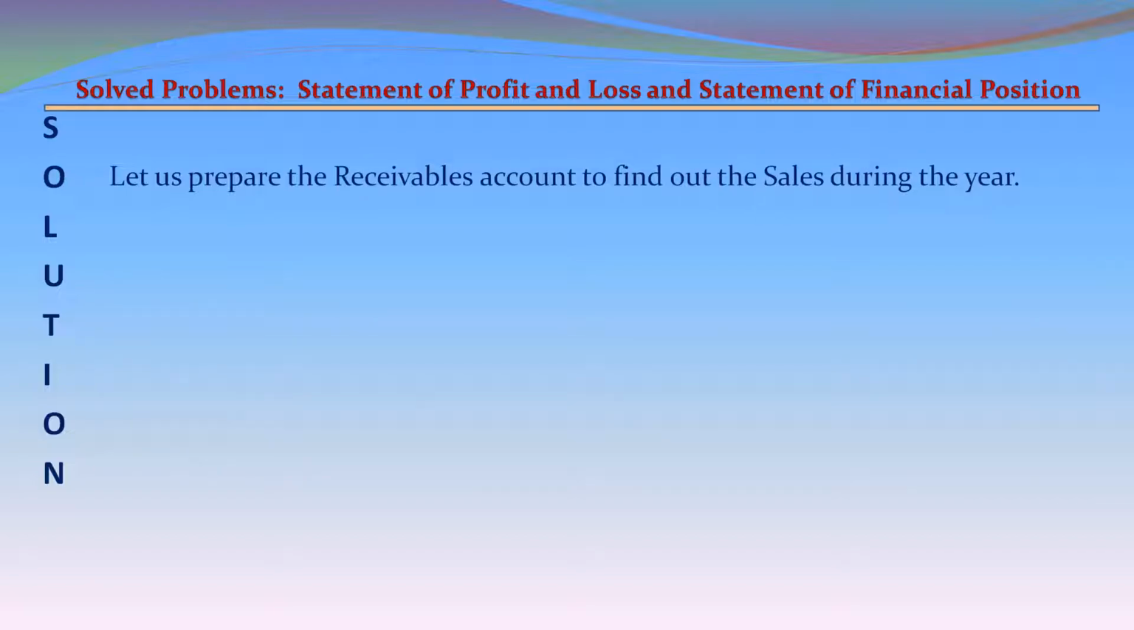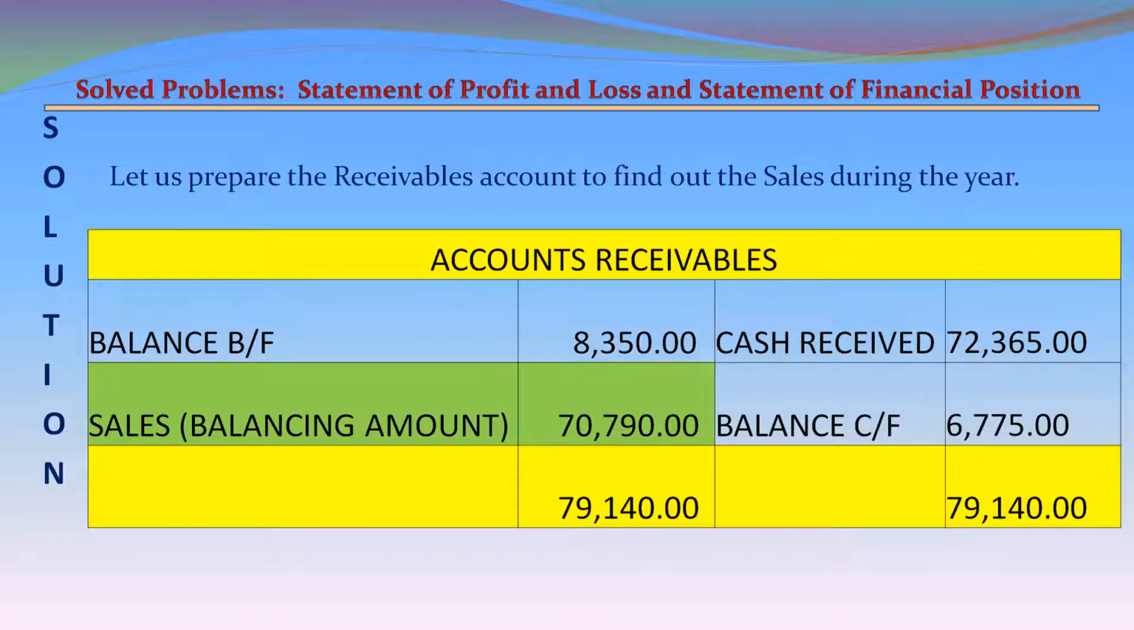Let us prepare the receivable account to find out the sales during the year. Accounts receivable. On the debit side, balance brought forward 8,350. On the credit side, cash received from receivables 72,365. Balance carried forward 6,775. When we balance the account, there is an excess credit of 70,790. This represents sales during the year.